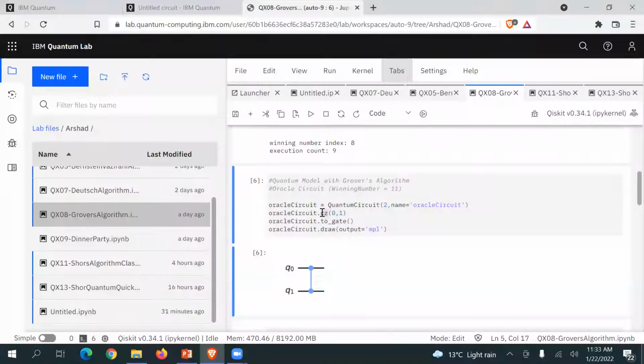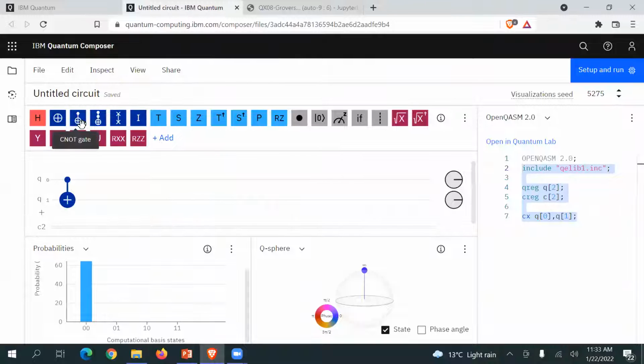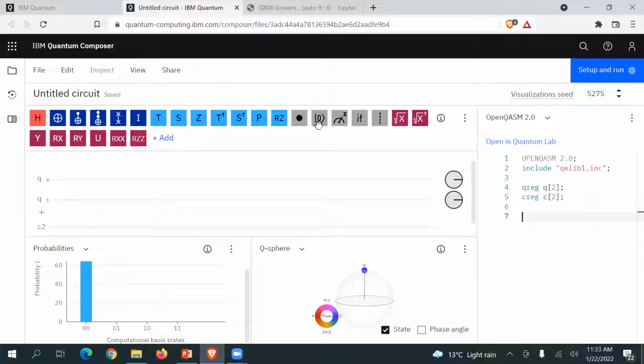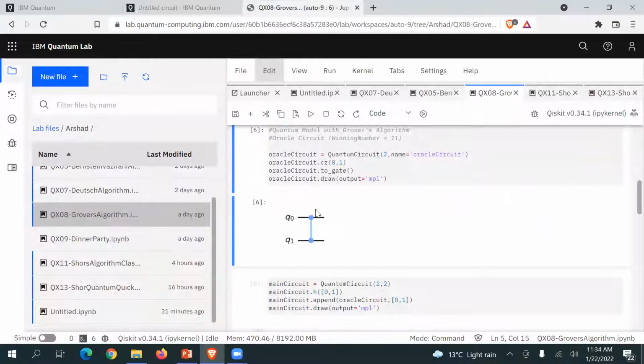We are taking the qubits and applying a CZ gate, a controlled gate modifier. So we apply a CZ gate here and then convert it to a gate.